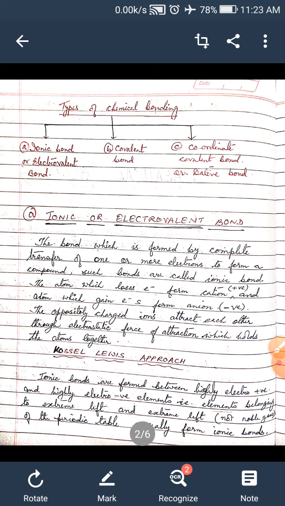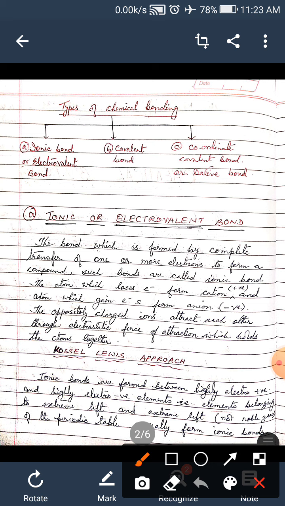Now, what are ionic compounds? The ionic bonds are formed, as the name suggests, by ions. Now, how are ions formed? Ions are formed either by loss or gain of electrons. When elements lose electrons, they attain positive charge, we call them cations, and when they gain electrons, they form anions which are negatively charged. Being oppositely charged, they attract each other by electrostatic force of attraction, which is also called Coulombic force of attraction, and that's how the atoms are held together.